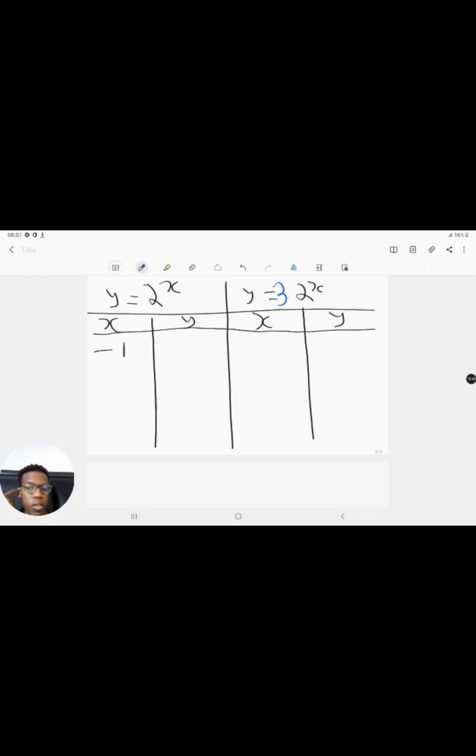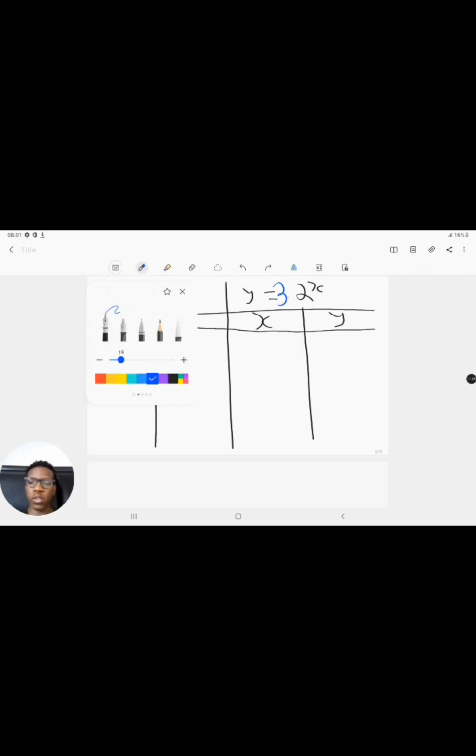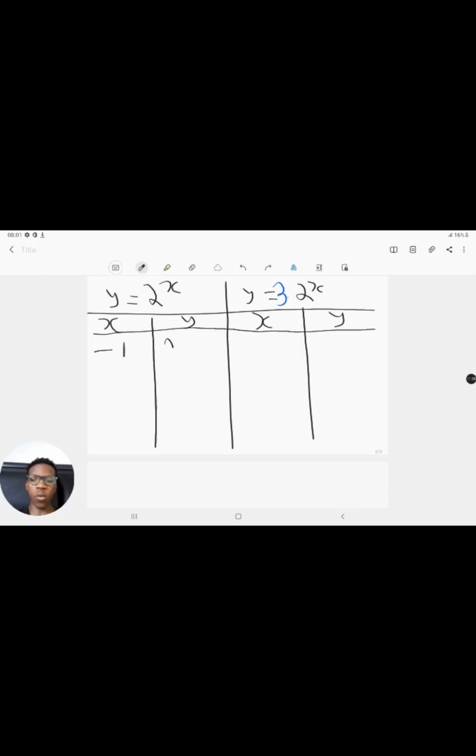I wrote down the standard form first so that before I put down the actual numbers, you could identify which form is which. This is our original form, and this is our amended or new form. It's just an addition or amendment to the standard form. So if x is equal to minus 1, you will agree with me that y will be equal to 2 to the power of minus 1, and 2 to the power of minus 1 is half.